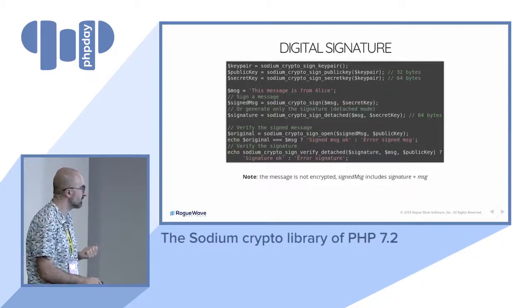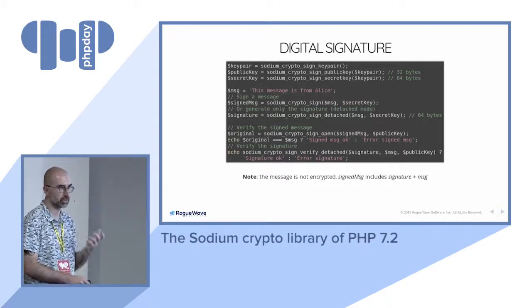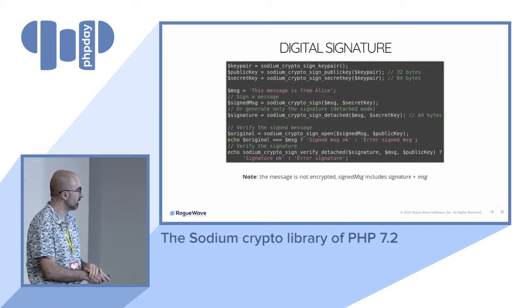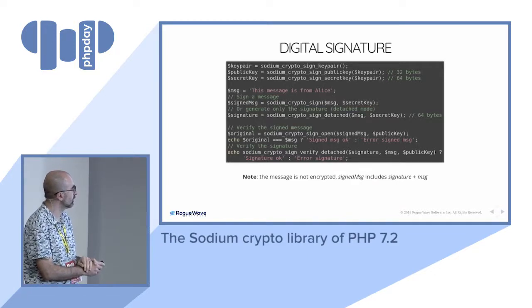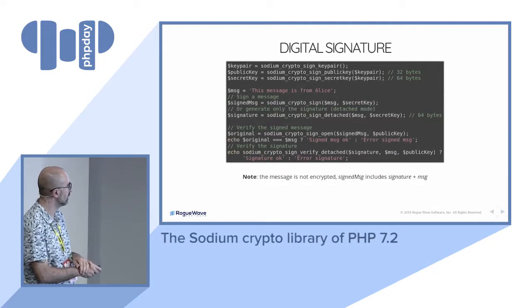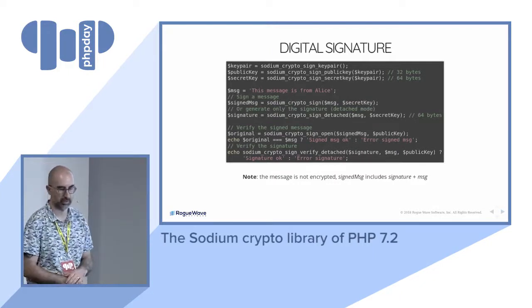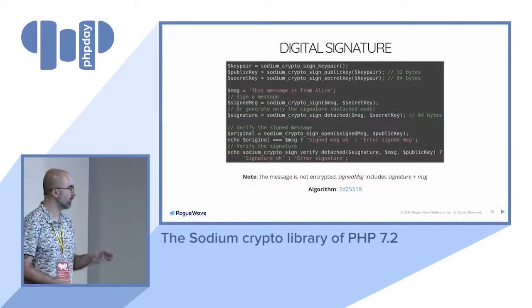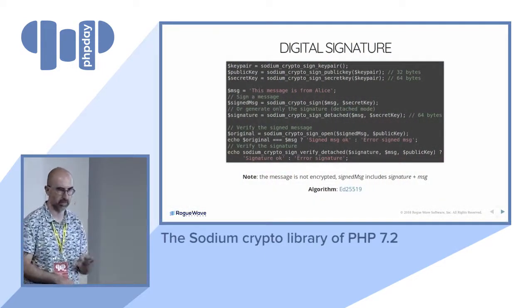Of course, the message is not encrypted, so we are just generating a digital signature here. And again, the signed message, the first example, includes the signature plus the message. So if you just need the signature, use the sign detached function. And again, this is using elliptic curve cryptography under the hood.